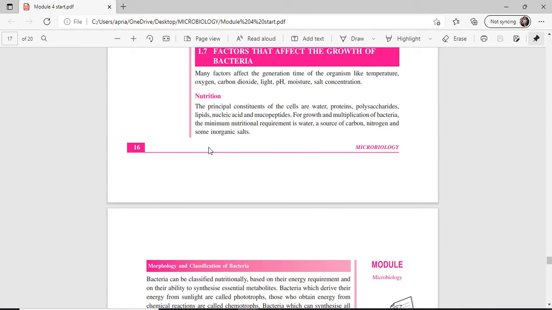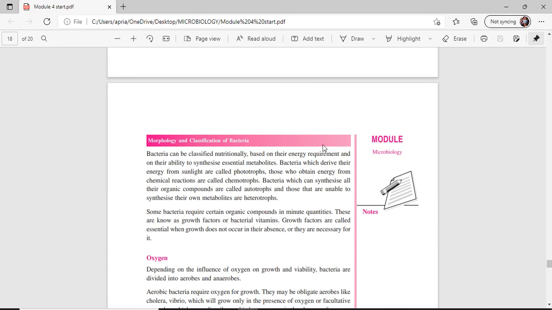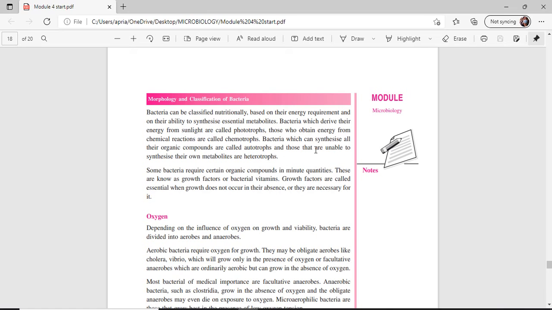Okay? Your nutrients, the principal constituents of the cells are your water, proteins, polysaccharides, your lipids, your nucleic acid, and mucopeptides. For the growth and multiplication of your bacteria, the minimum nutritional requirement is your water, a source of carbon, nitrogen, and some inorganic salts. Okay? Your bacteria can be classified nutritionally based on their energy requirement and on their ability to synthesize essential metabolites.